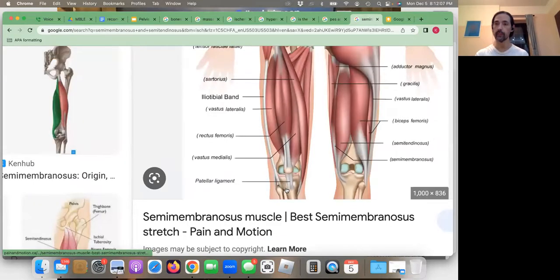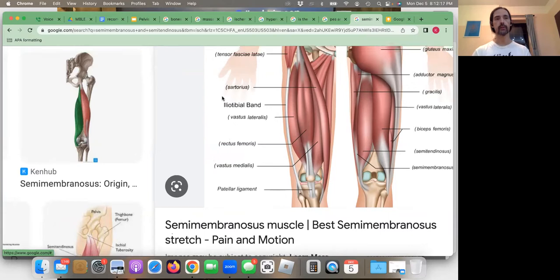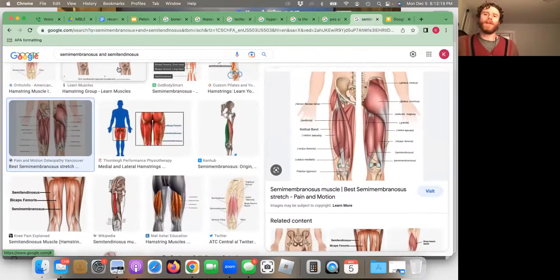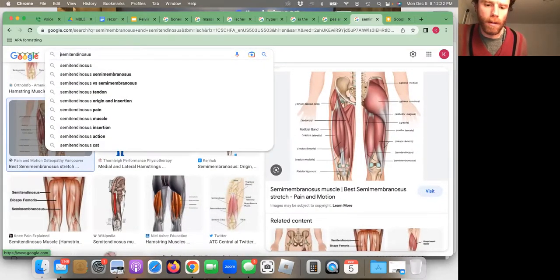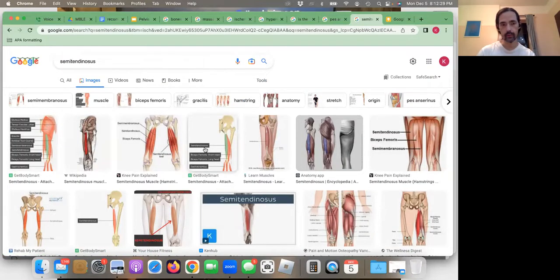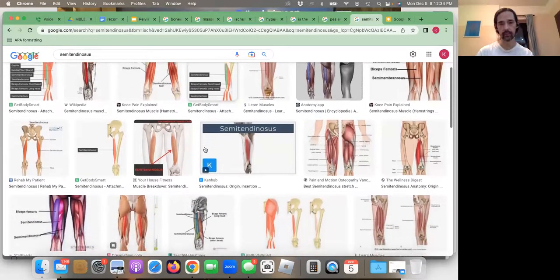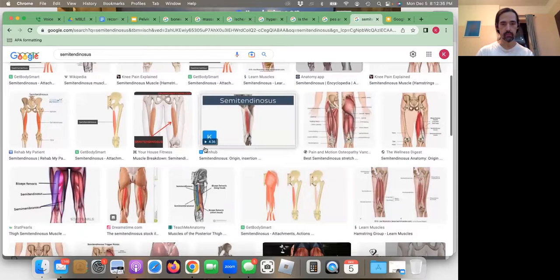Yes, I did find that if you look up semitendinosus anatomy, there's some really good pictures with good labels. At least I found some. I'm not seeing anything that really speaks to me more than the others, but good on you for looking.